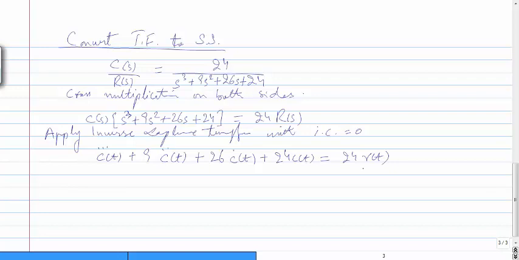Now, we can rewrite it as c triple dot equal to minus 9 c double dot of t minus 26 c dot of t minus 24 c of t plus 24 r of t. So this is what we get.